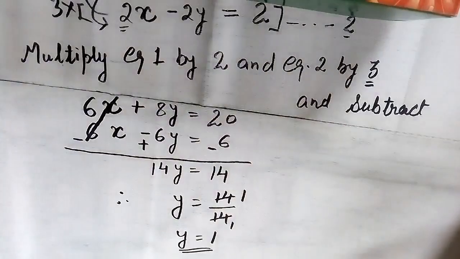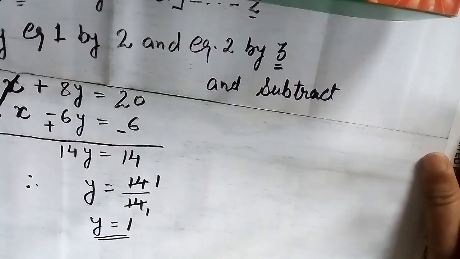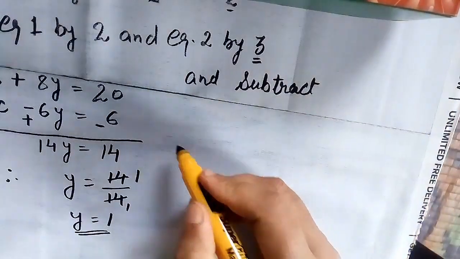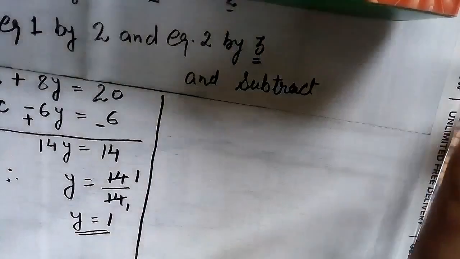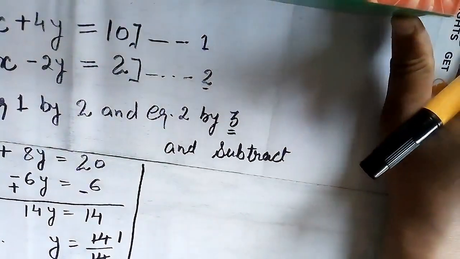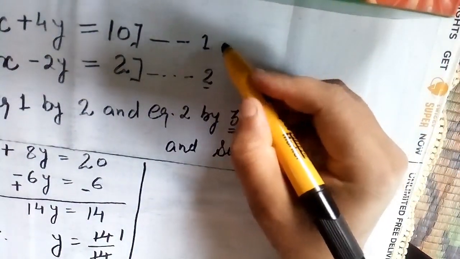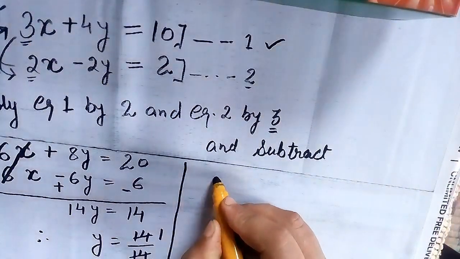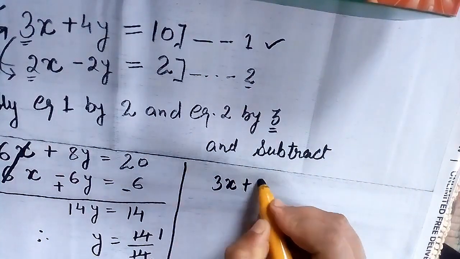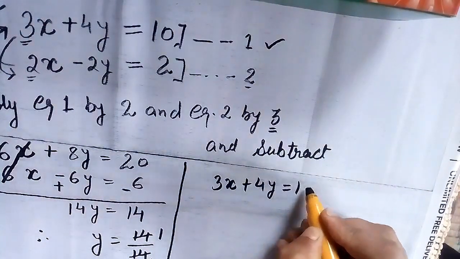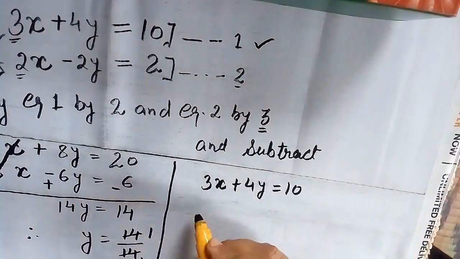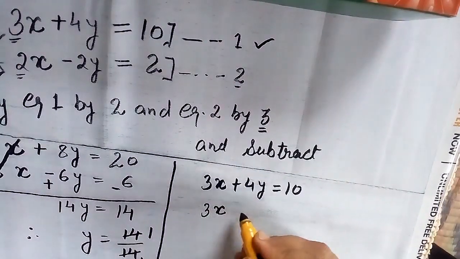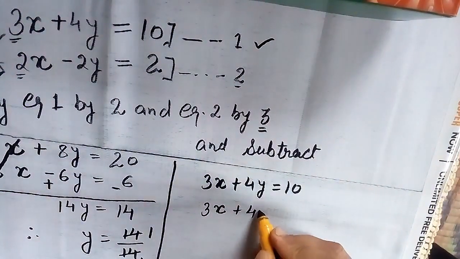Now what you have to do, you have to replace the value of y in either of the equations, means either in equation 1 or in equation 2. So I am going to replace in equation 1, that is 3x plus 4y equals 10. So replace the value of y. The equation will become 3x plus 4 into 1.